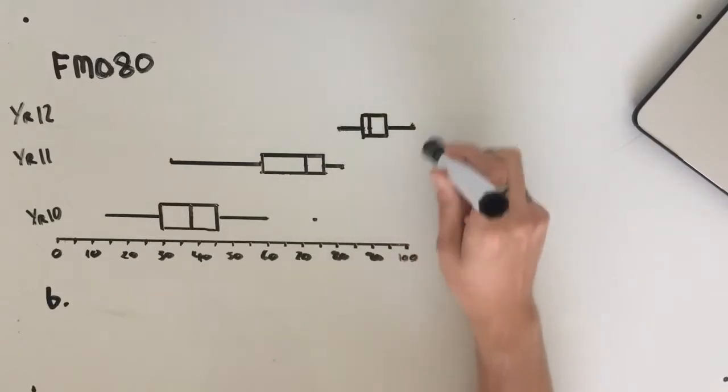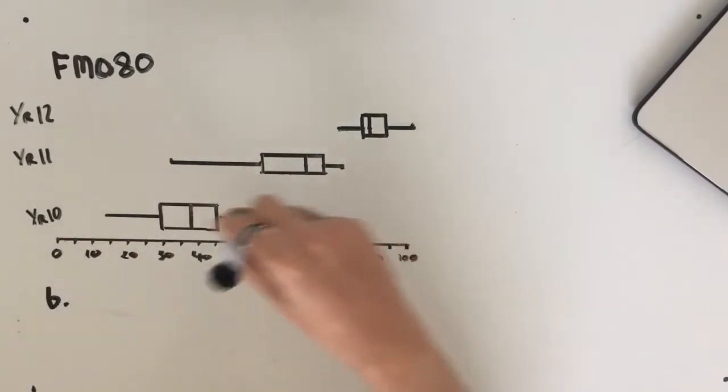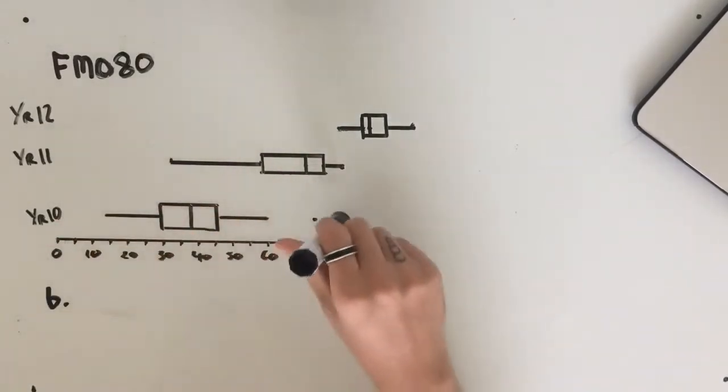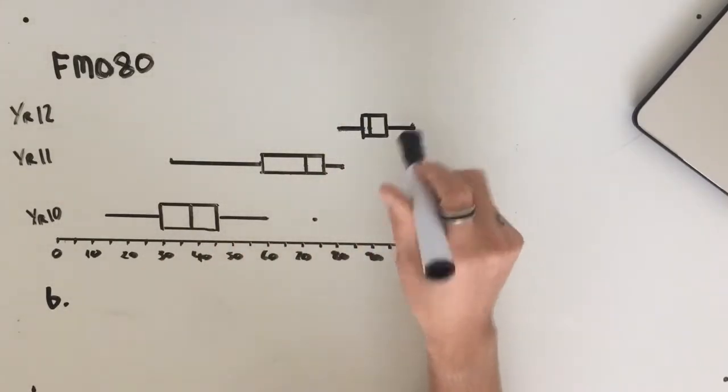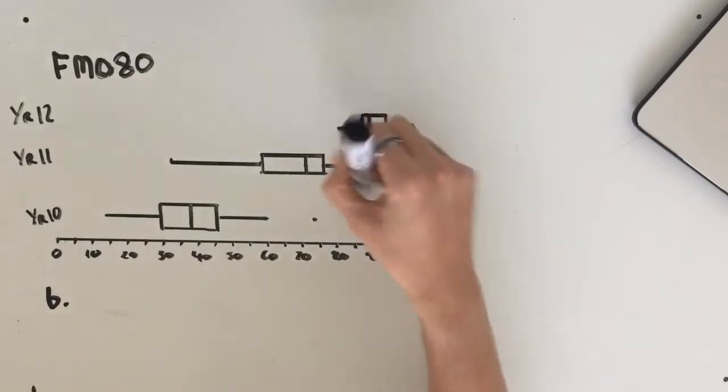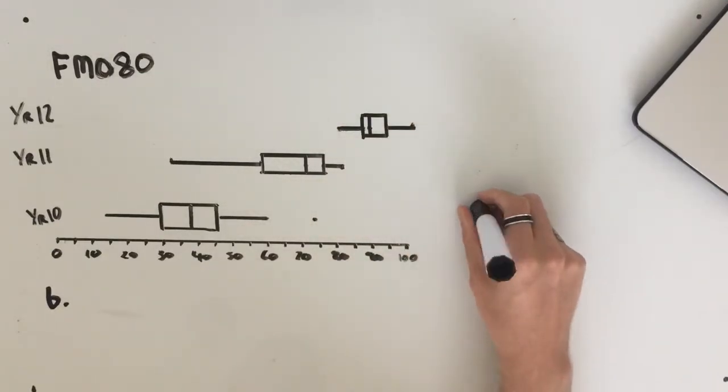So it makes sense that it would go up year to year, and we can see it in the data here. We've got fairly low stress levels down here in Year 10, and then those stress levels are higher and more tightly grouped up here towards Year 12.